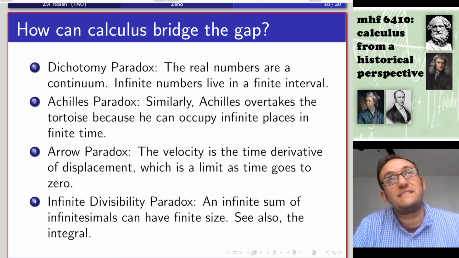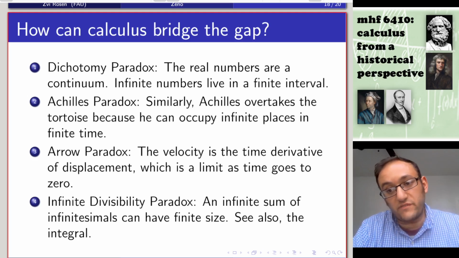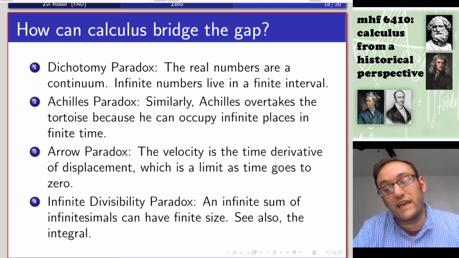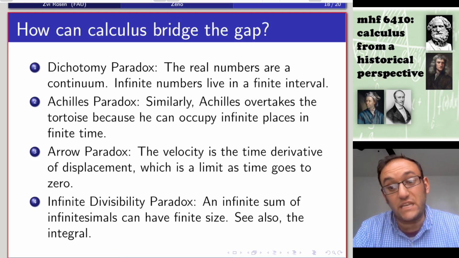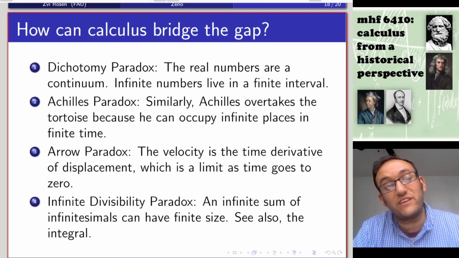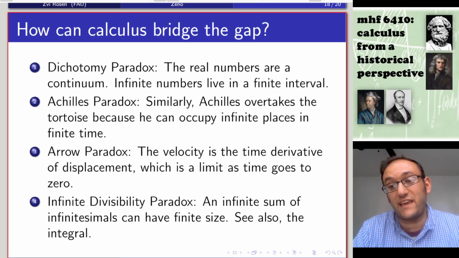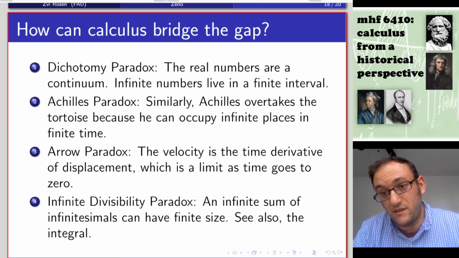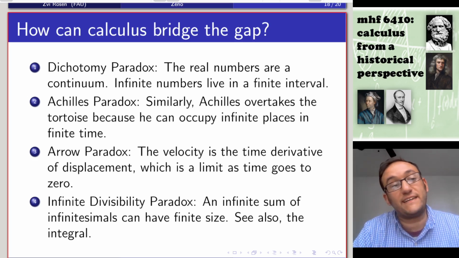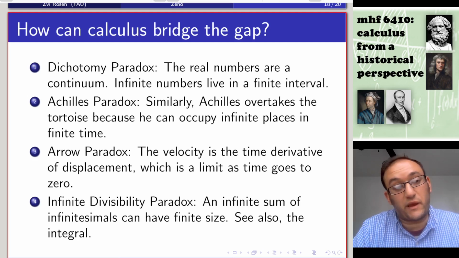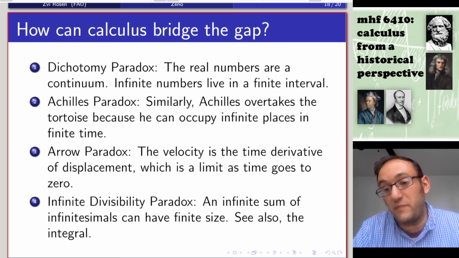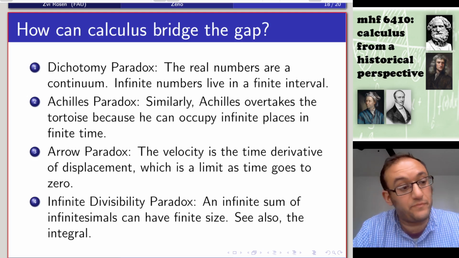And we can see that Zeno is anticipating the importance of calculus in these paradoxes. In the dichotomy paradox, you can answer this by saying that the real numbers are a continuum, and you can have infinitely many numbers living in a finite interval. So you can proceed through that finite interval, occupying infinitely many positions, but going through it in a finite time. So too with the Achilles paradox. Achilles overtakes the tortoise because he can occupy infinitely many places in a finite amount of time.